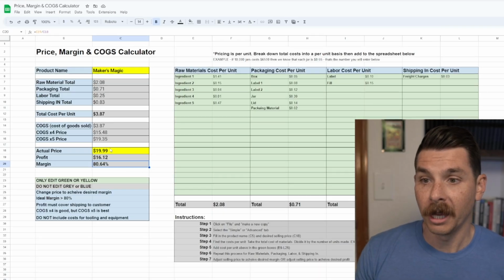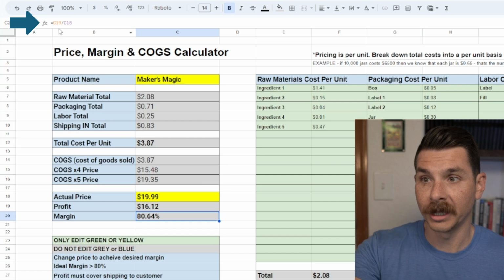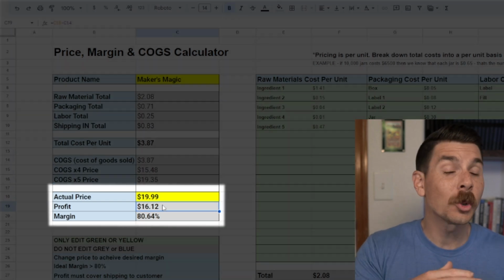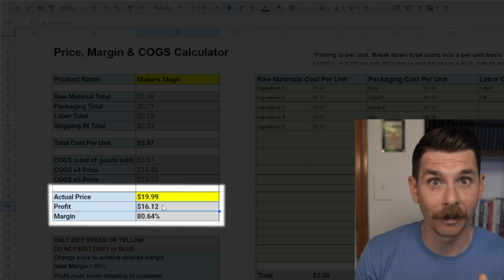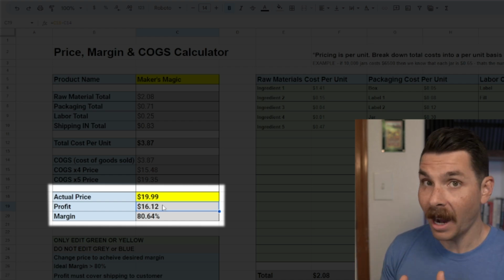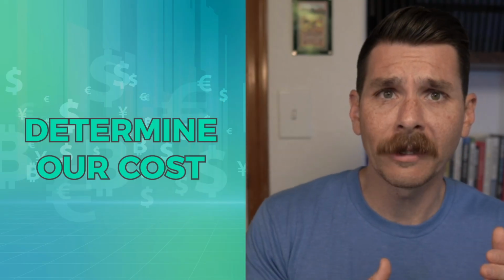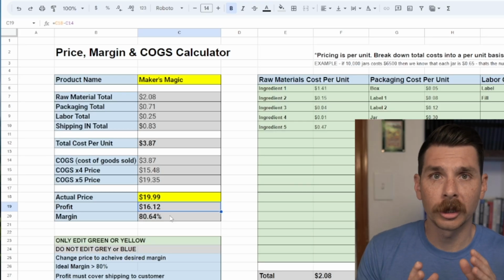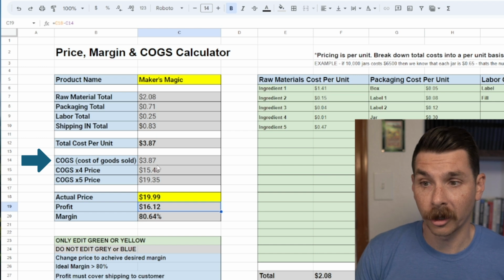For example, if you look at the calculation for margin, you'll see it's C19 divided by C18. We're going to take the actual profit we make off this item and divide it by the selling price. But how do we figure out the profit? Because in order to figure out the profit, we first have to determine our costs. In this situation, we're trying to figure out our cost of goods sold, also known as our COGS.